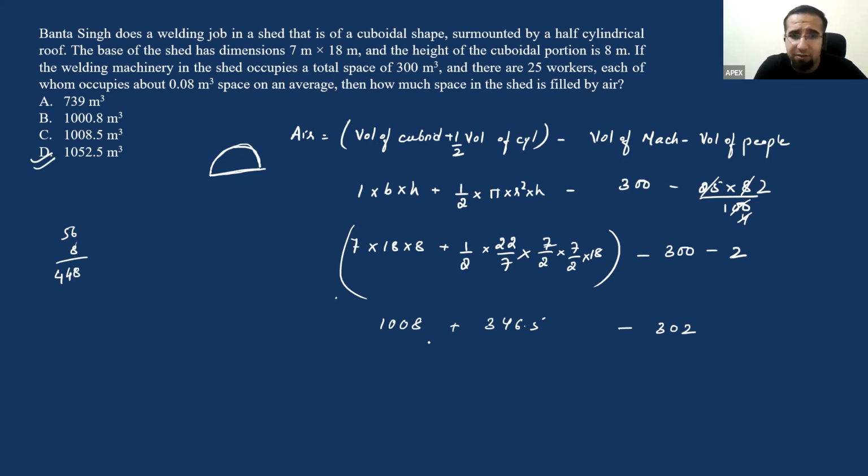So you can use a calculator directly, guys. 7 8s are 56 and 56 into 18 is what we are calculating. So this is 6 1s are 6 and 6 5s are 30. Clear? So if you want to directly use a calculator, I'll just use a calculator here. That is 7 into 18 into 8, which is 1008. And this is half into 22 by 7 into 7 into 7 divided by 4 into 18. That's 346.5, right? So if you simplify, you get this answer, and therefore this is going to be your answer.